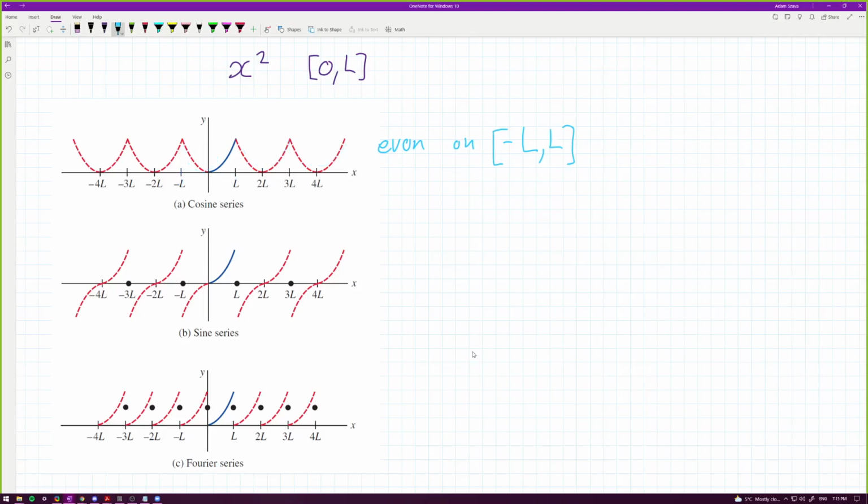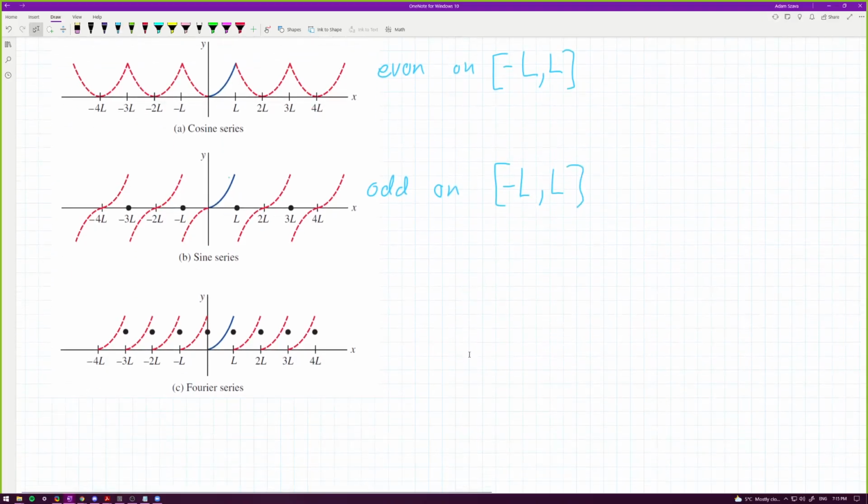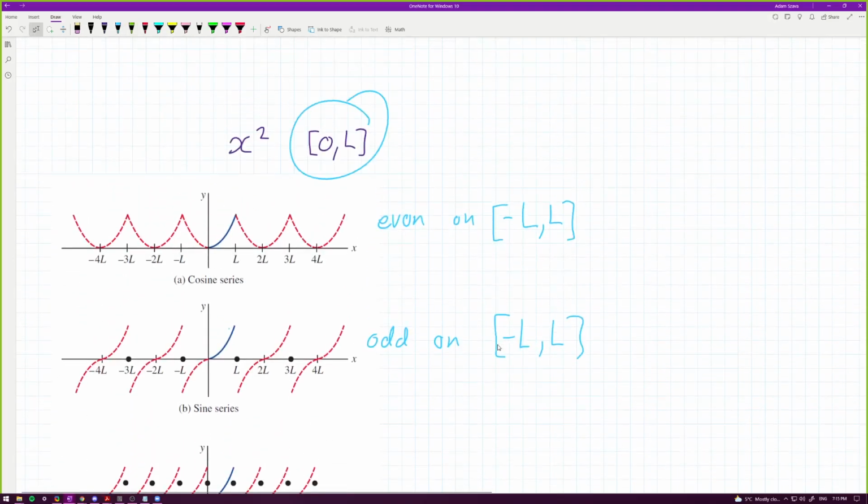If you do the sine series, you're saying it's odd on negative L to L. And if that were true, then the shape of the graph would be something like this, right? An odd thing like that. And then if you do the Fourier series, right? And again, this is all starting with something on 0 to L, right?